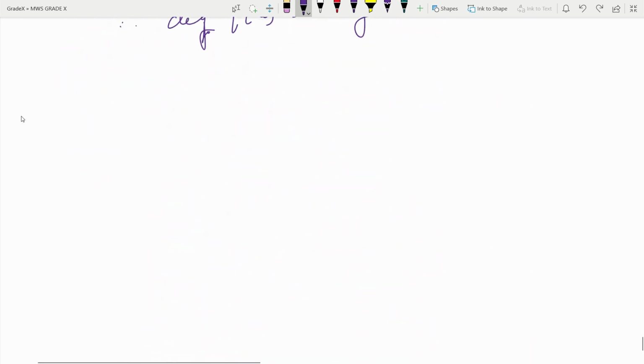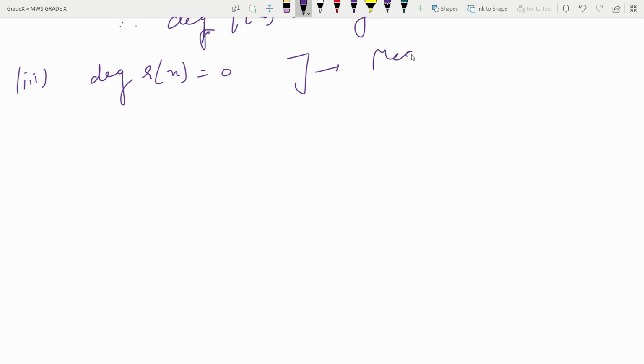Let us move on to the third part. In the third part, degree of r(x) is equal to 0. Means the degree of remainder should be 0, which means no variable. There should not be any variable there. So it is easier.